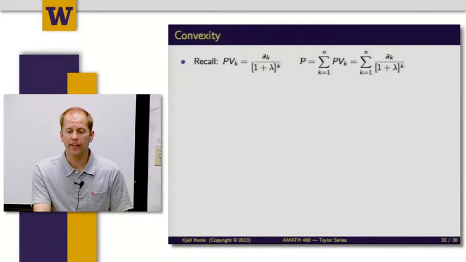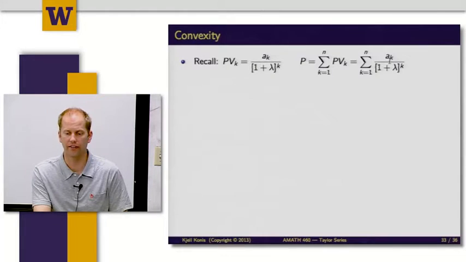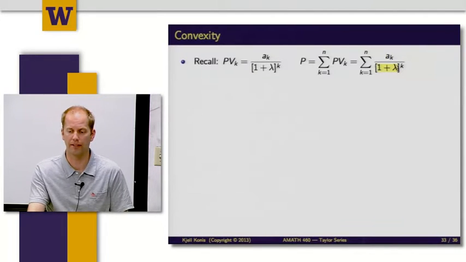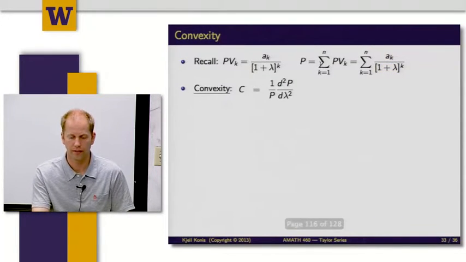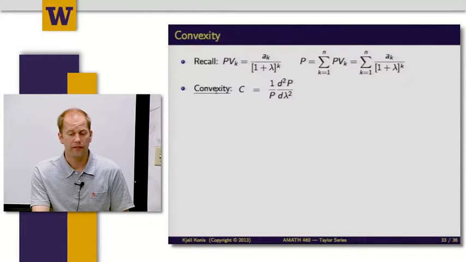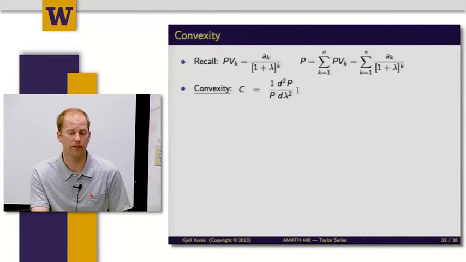And then I'll say that the current price of the bond is just equal to the sum of the present values of all of the future payments I'll receive. And that's equal to the sum of all of these amounts discounted by 1 plus lambda. Then the term convexity is defined to be 1 over P times the second derivative of this price formula with respect to lambda.